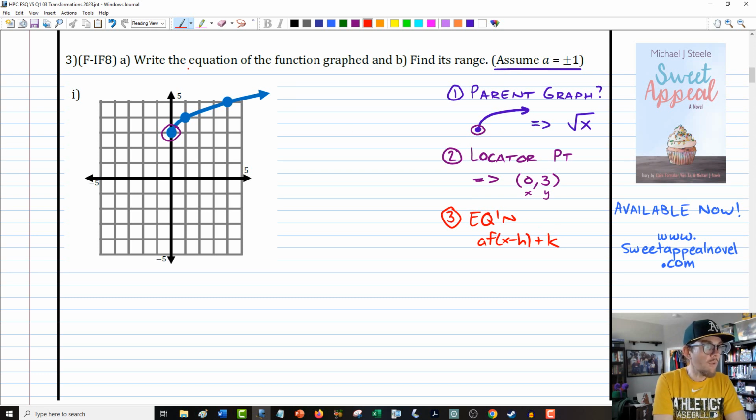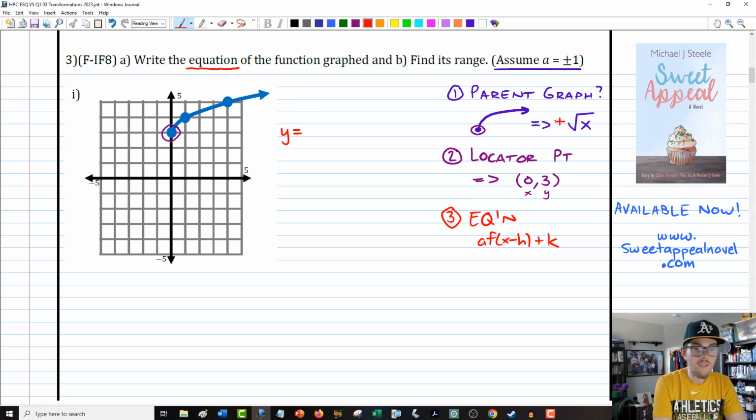If you need to put it into one of those forms, you can. And I will note, by the way, that it says to write this as an equation, so I'm just going to call it y just for simplicity, but you can choose your own adventure when you get to that spot. So for now, what do we look at? Well, we've got the parent graph and the locator point taken care of. We can also tell that this is going to be a positive square root.